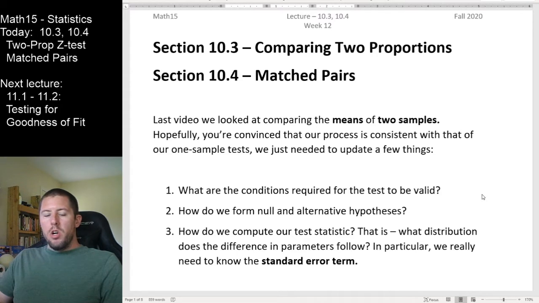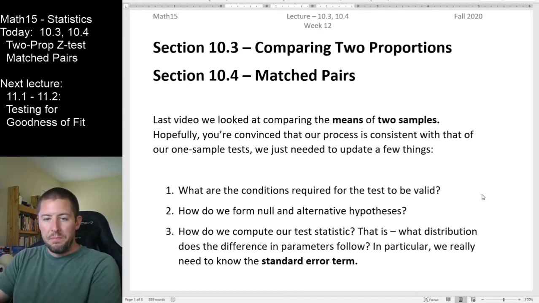How do we form our null and our alternative hypotheses? What do our hypotheses look like for these new types of tests? And how do we compute our test statistic? We saw that the major change here is that we get a different computation to compute either a z or t score associated with our sample, to determine how likely that sample was. So we're still going to compute a test statistic, but our computation for that will change, as it did in the previous videos.